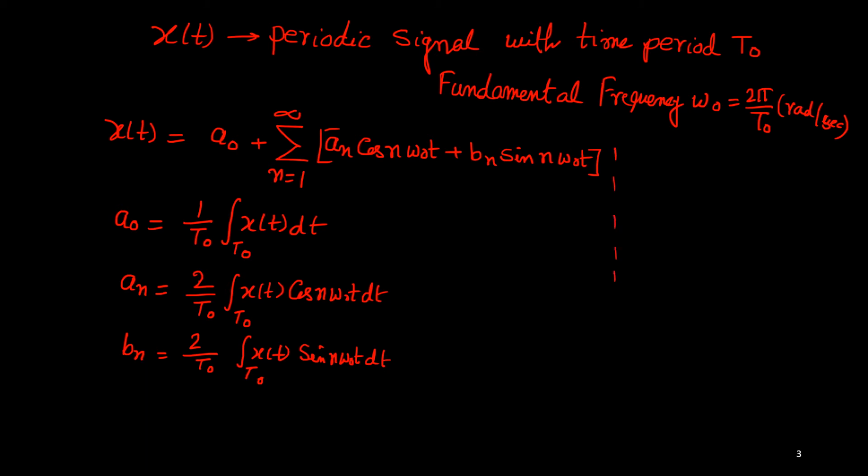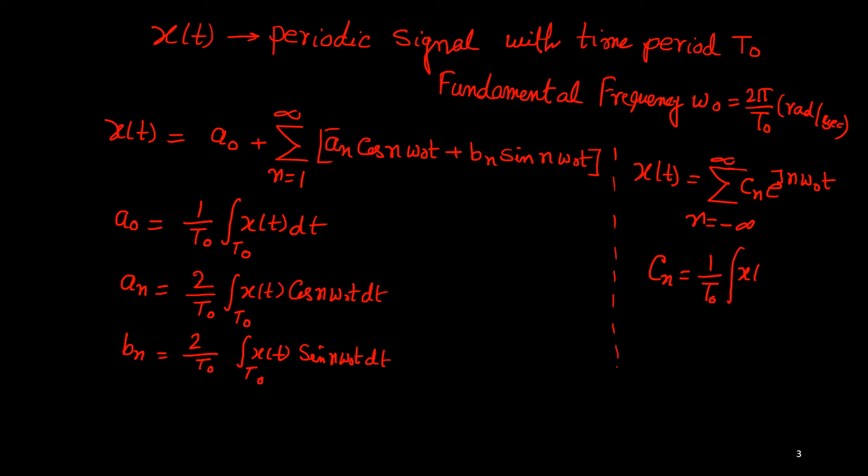Whereas in exponential form, we can write xt as the summation of Cn times e to the power j n omega naught t, and here n both sides minus infinity to plus infinity, all integers. Okay. Now Cn we can compute as 1 upon T naught. Then you have to first multiply xt with e to the power minus jn omega naught t. Then you have to integrate over time period. So this thing we have discussed in our previous lectures.